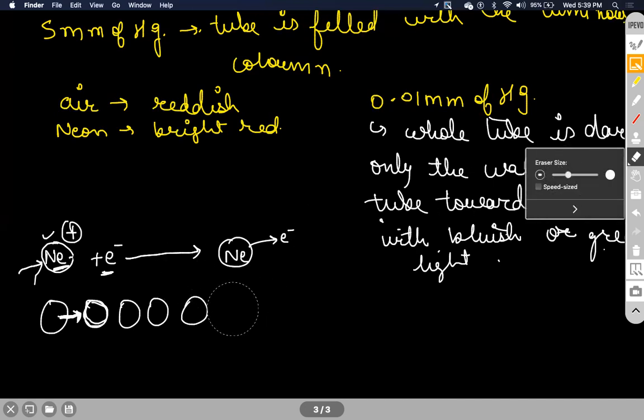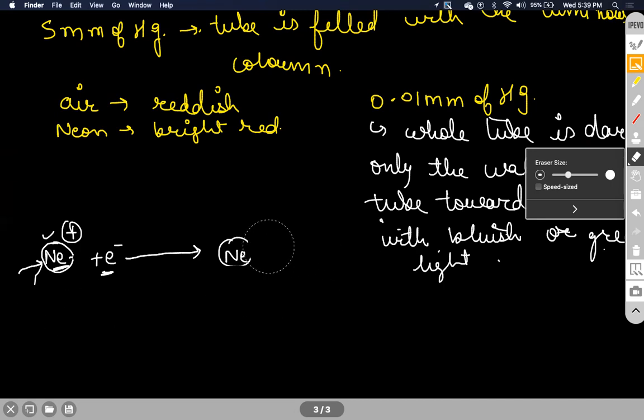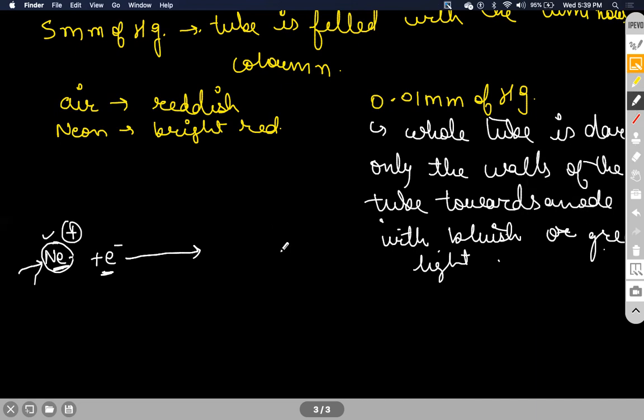Raghav, clear? I'm removing this. Yes, sir. Okay. So can you just wait for 1 minute so I can write? Write in your own words. Got it? Yes, sir. I'm writing in my own words.